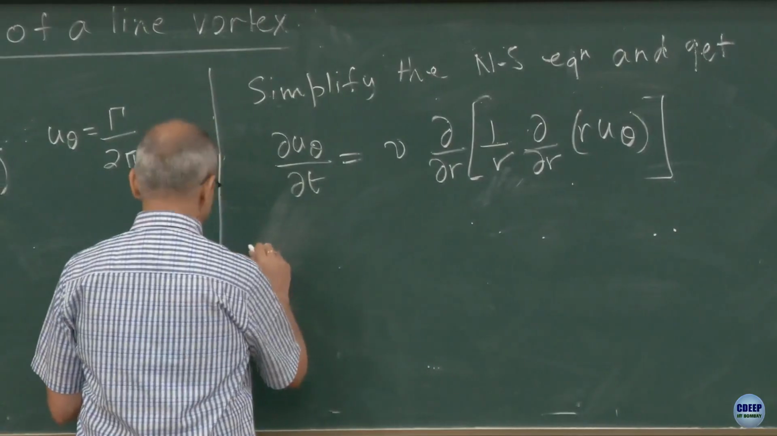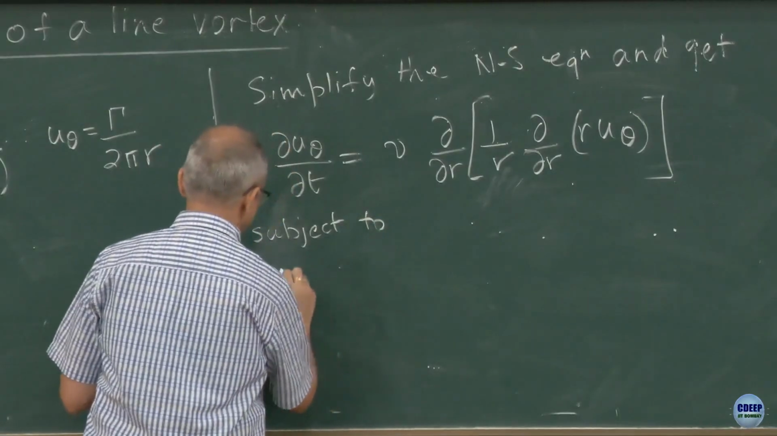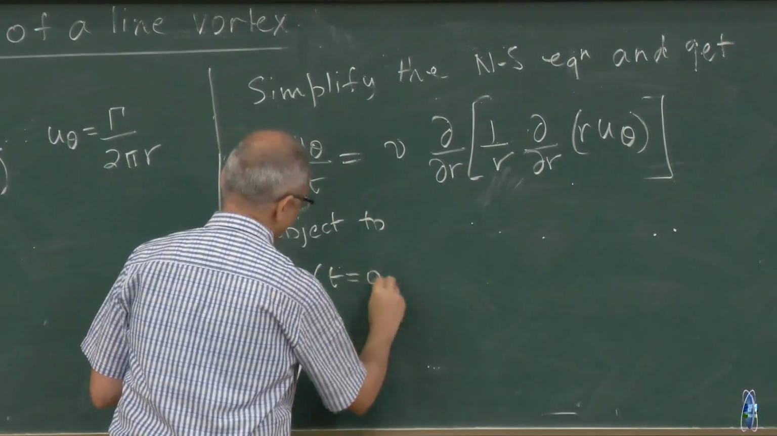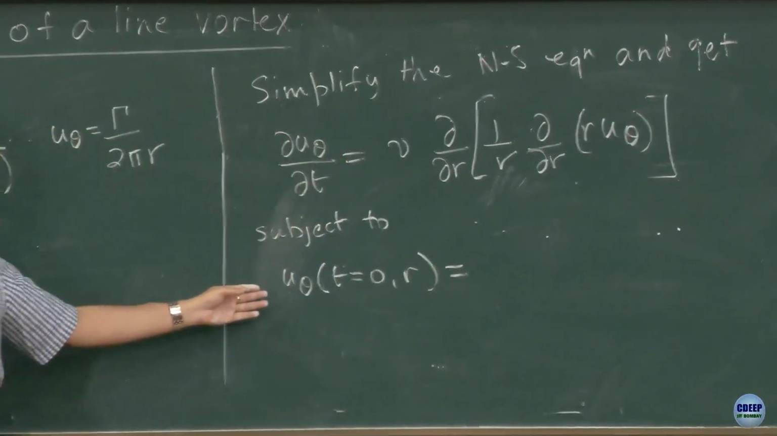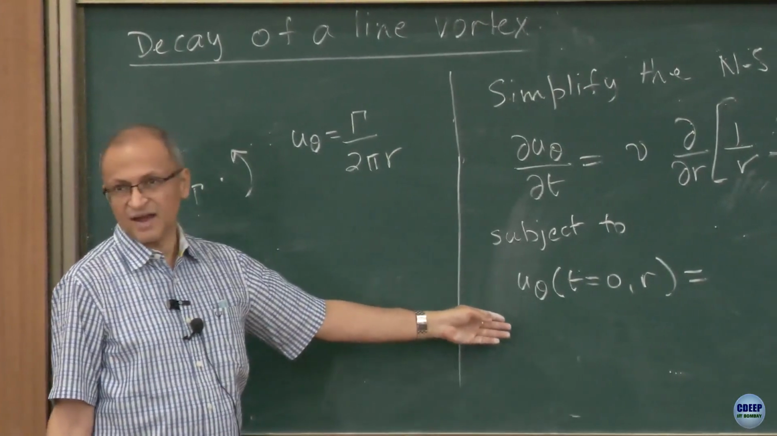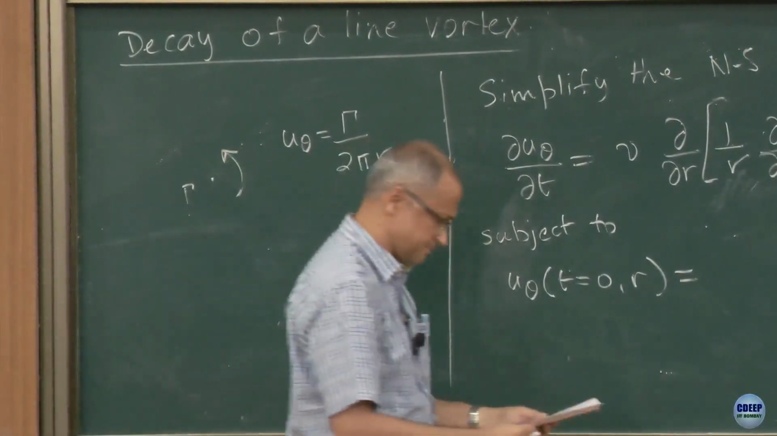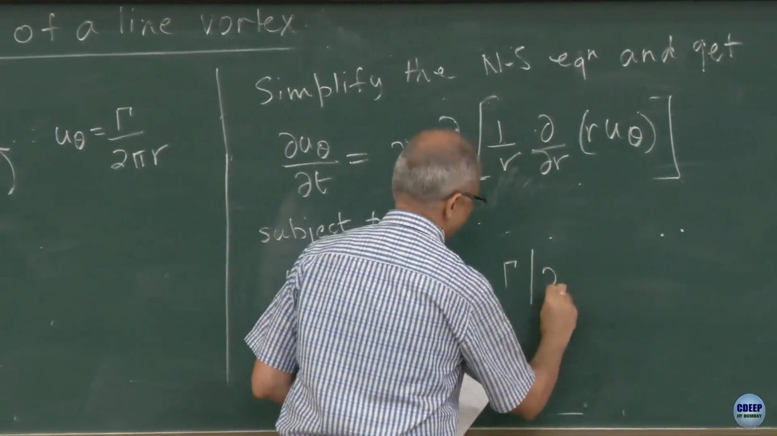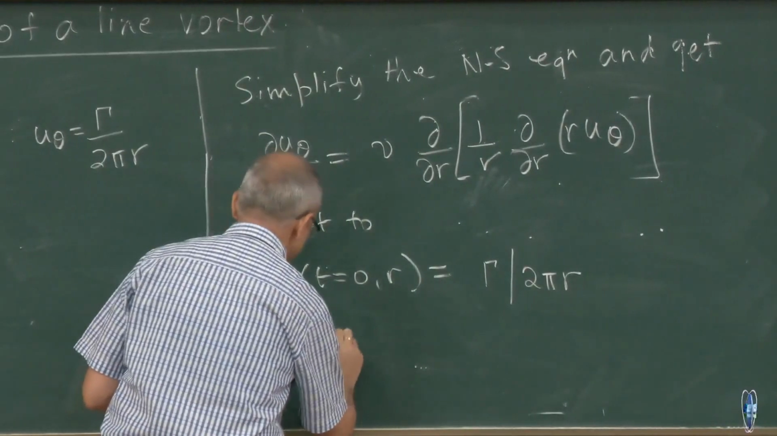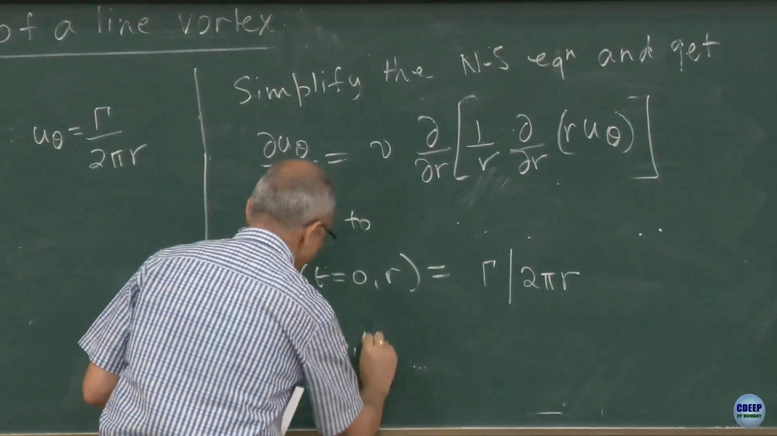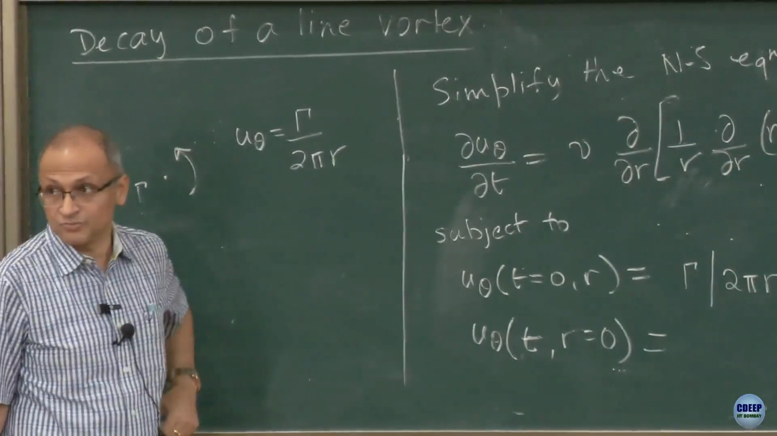So this is subject to the following. u theta at t is equal to 0, as a function of r: what is the initial condition I should prescribe here? At time t is equal to 0, everything was just spinning as if nothing had happened, so it is gamma by 2 pi r. Now, what happens at r is equal to 0 for all time t? u theta, I have said, I have made it 0.